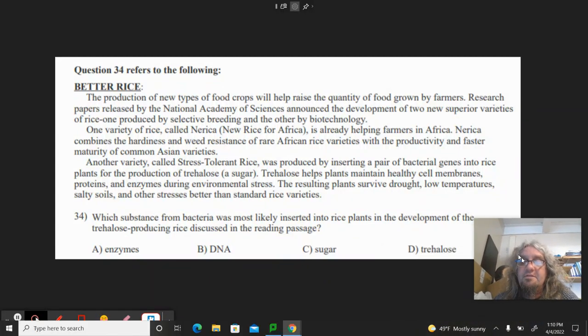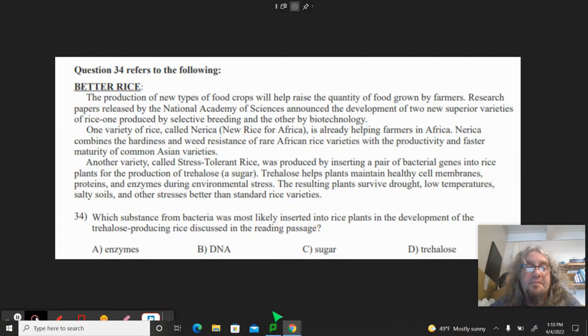All right, question 34 refers to the following. Better rice. The production of new types of food crops will help raise the quantity of food grown by farmers. Research papers released by the National Academy of Sciences announced the development of two new superior varieties of rice, one produced by selective breeding and the other by biotechnology. One variety of rice, called Nerica, New Rice for Africa, is already helping farmers in Africa. Nerica combines the hardiness and weed resistance of rare African rice varieties with the productivity and faster maturity of common Asian varieties.